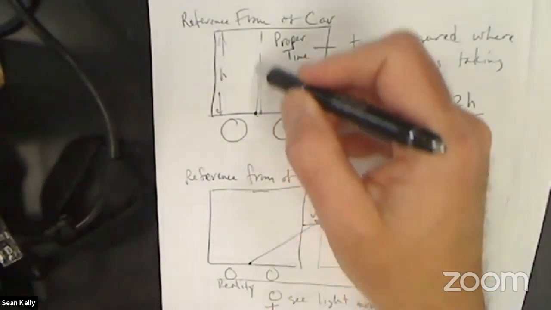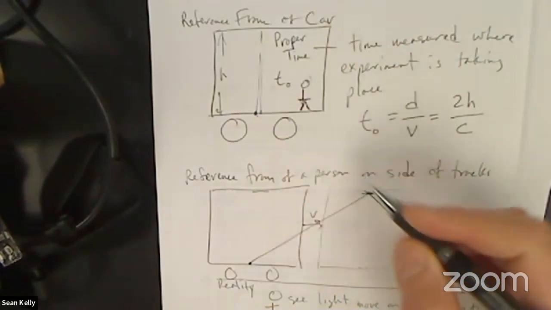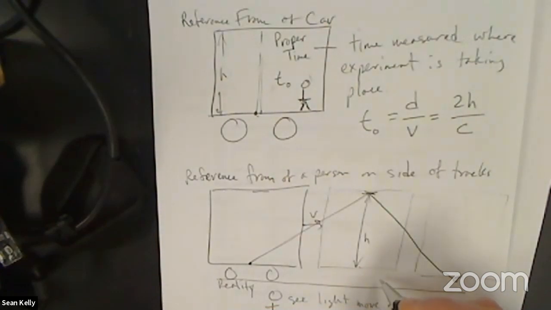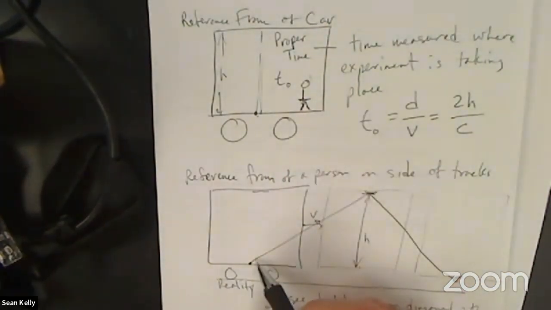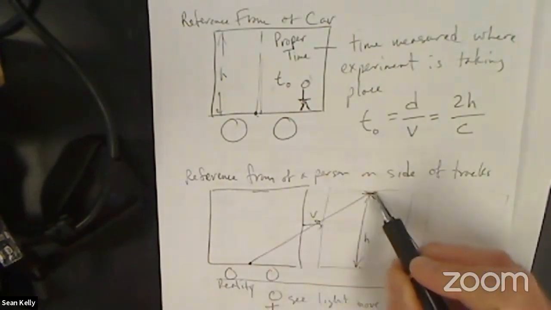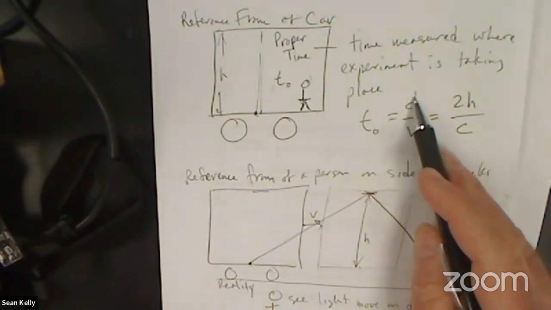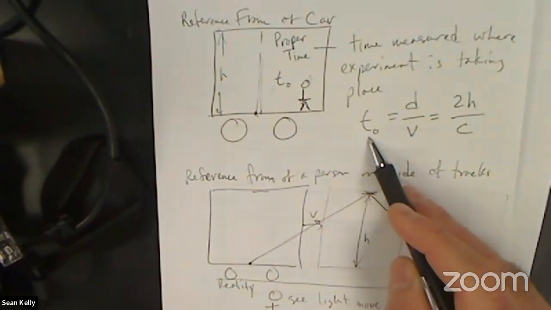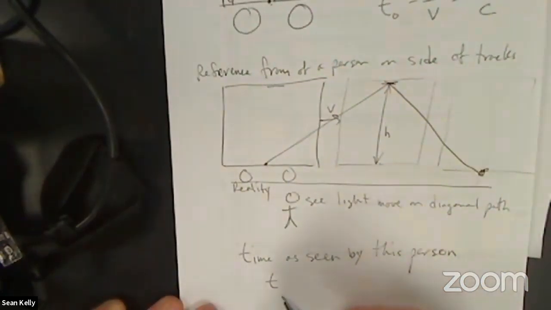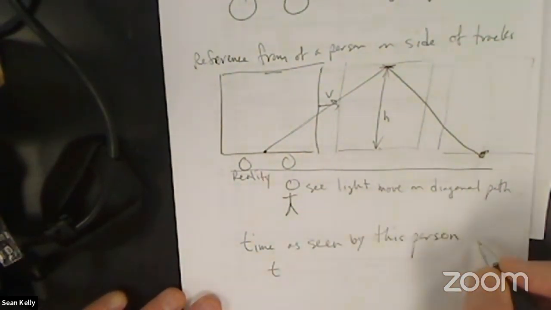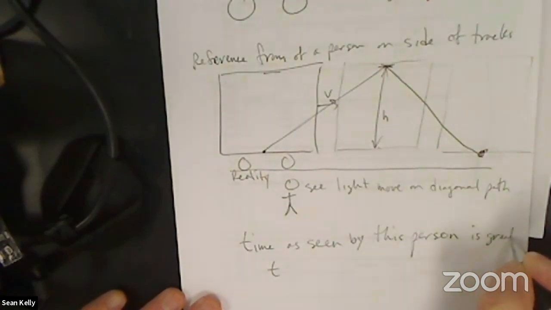So if the light moves vertically up and down, and by the way, the height right here is still the height of the car, that hasn't changed. But the light travels along a longer or shorter path now. And the answer is it's a longer path. And therefore, if the distance is bigger, the time must be longer. So the person here literally sees more time passing. This time is greater. Let me put that, is greater.